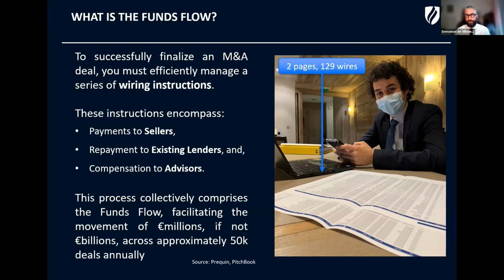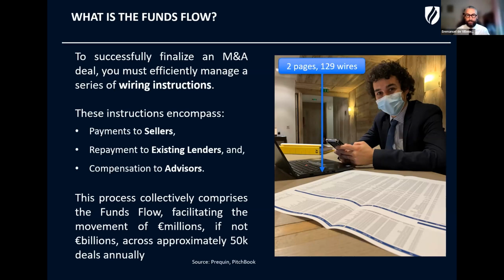Sometimes you need to repay the debt of the target company. And of course, you need to pay your advisors, like the investment banks or lawyers, and so on. This process of coming up with a list of bank wiring instructions is called the fund flow. There are about 50,000 M&A transactions per year, ranging from a few millions to several billions. So through this process, you are really moving, in a fairly risky way, billions of euros every year.